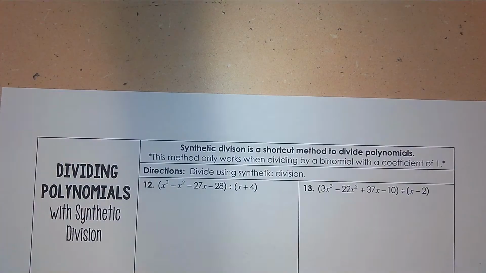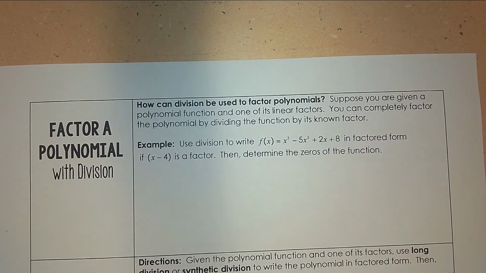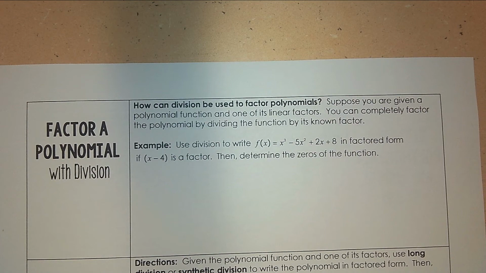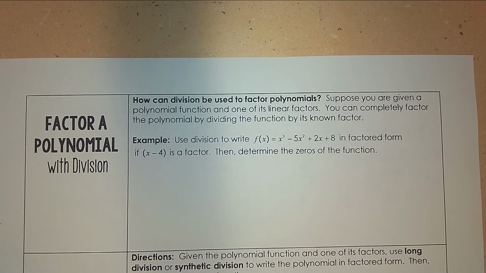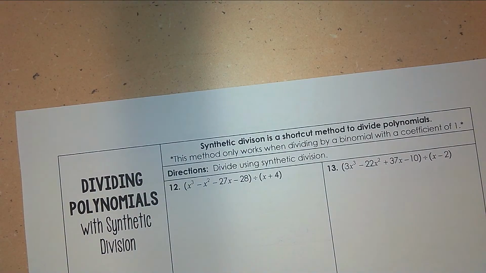Sometimes there's an easier method to divide if the situation is correct. And so that easier method, let's see. Sometimes it says, how can division be used to factor polynomials? So let's see, what number did we just do? Maybe I'm getting mixed up here. So we're at 11. Let's get to 12. There it is. All right.